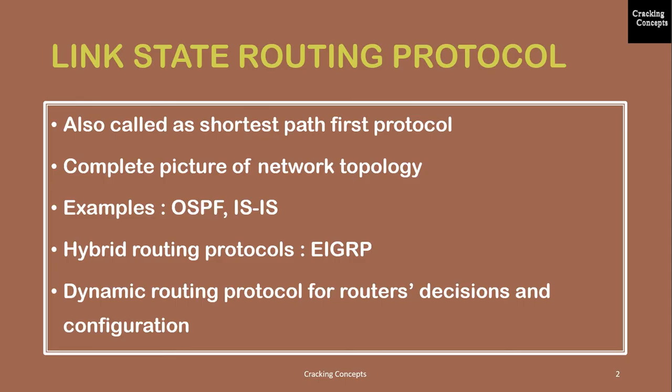There are also routing protocols that are considered to be hybrid in the sense that they use aspects of both distance vector and link state protocols. EIGRP, which is Enhanced Interior Gateway Routing Protocol, is one of those. It is a dynamic routing protocol used for routers' decisions and configuration. They only send incremental updates, which in short reduce the workload of the routers and the amount of information transmitted.